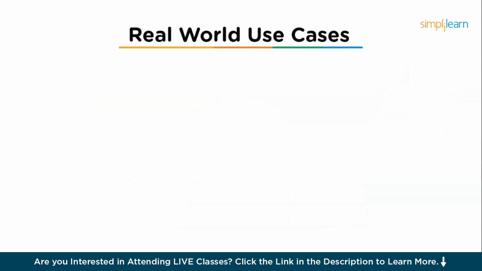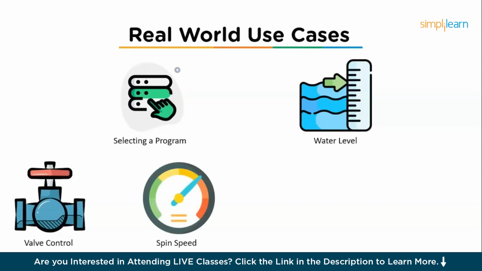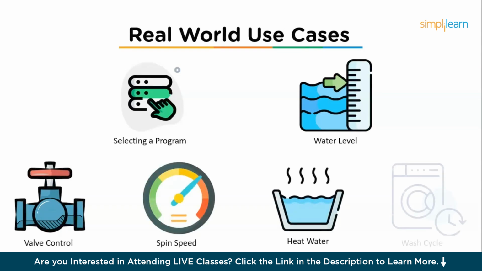Now, let us move on to see some real-world use cases. Let's take a simple example, a washing machine. You select a program and press start. And then what happens next? The embedded system checks the water level, controls the valve, sets the speed, heats the water and runs the washing cycle. All of that is handled by a pre-programmed controller without you doing anything else.